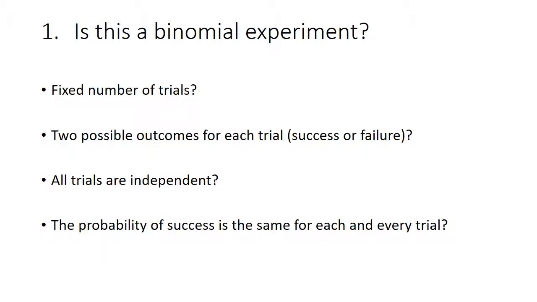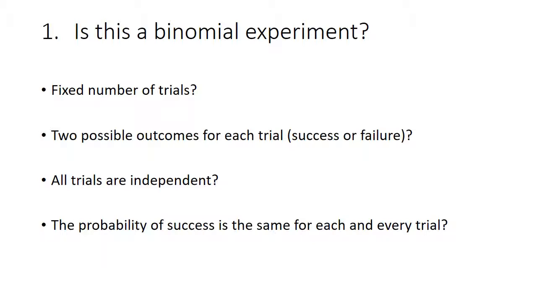For each trial, each juror, we need to make sure we only have two possible outcomes, a success or a failure. Because we are counting the number of Mexican Americans on our jury, each jury member only has two possible outcomes. Either the juror is a Mexican American or the juror is not. So yes, there are only two possible outcomes for each trial in our experiment.